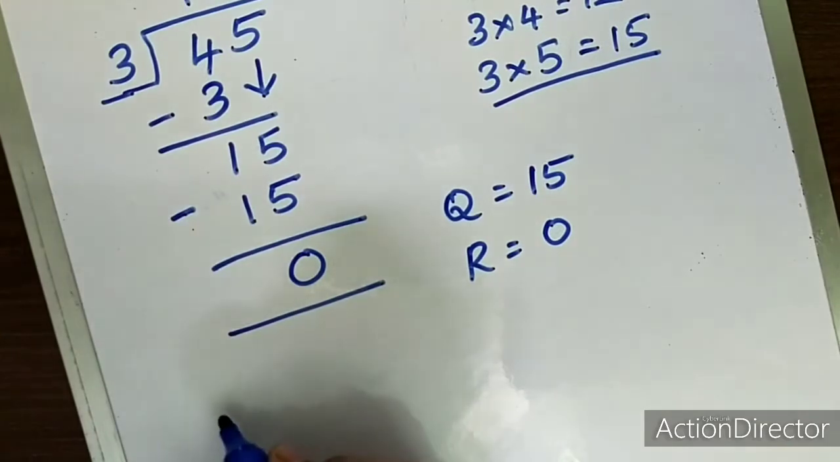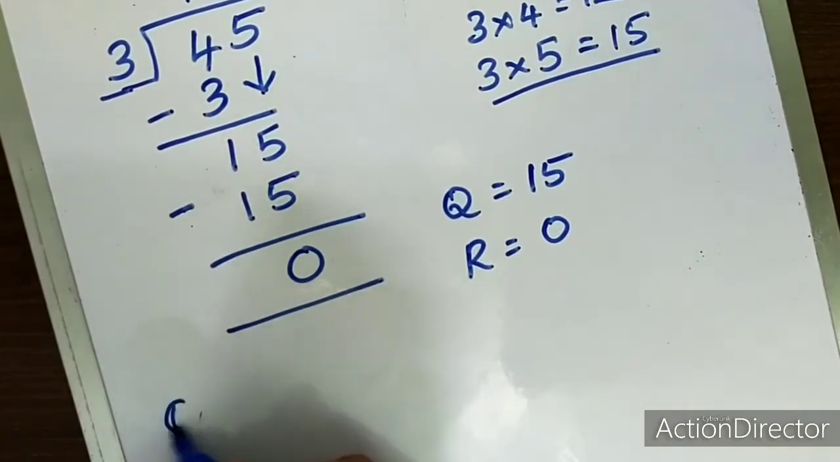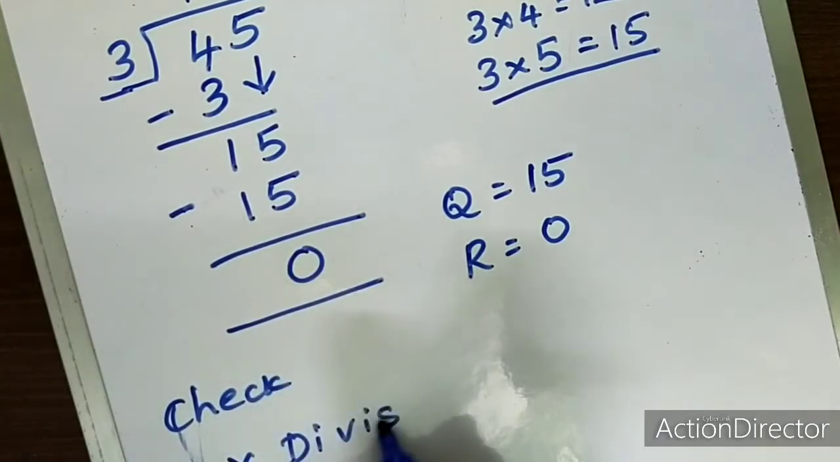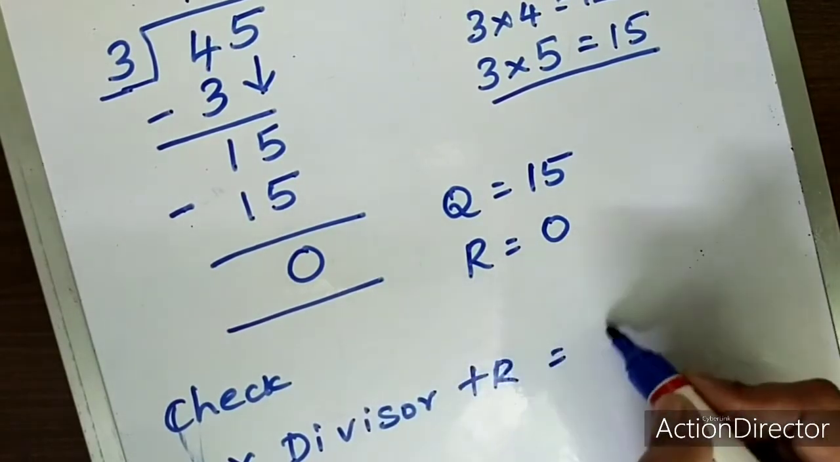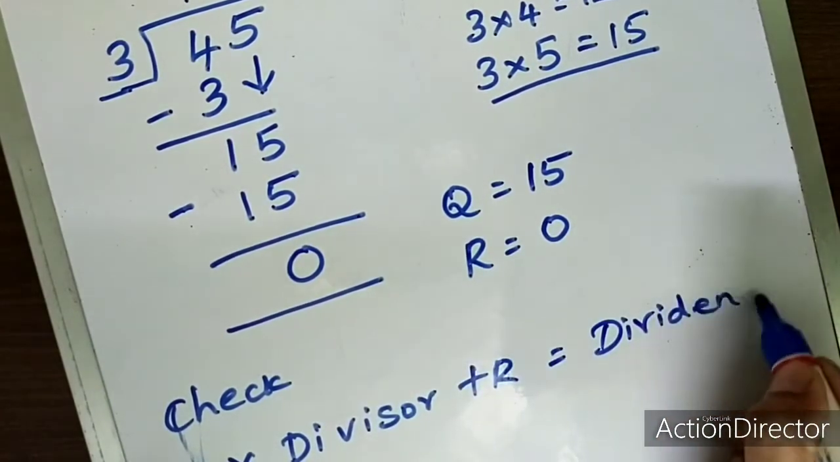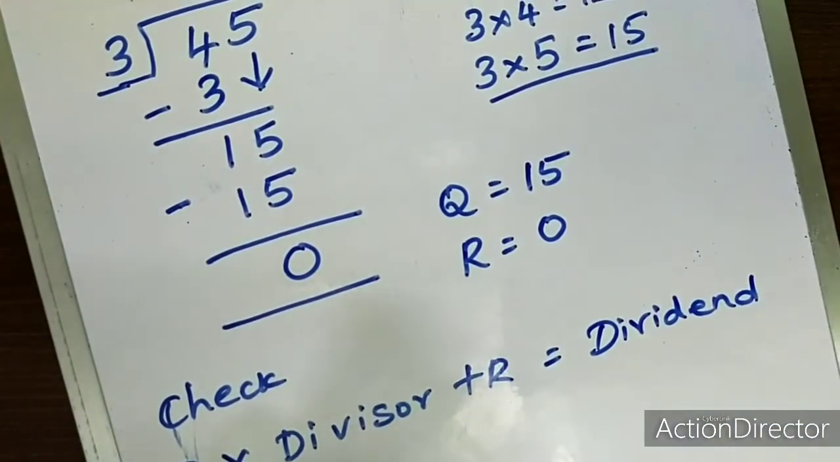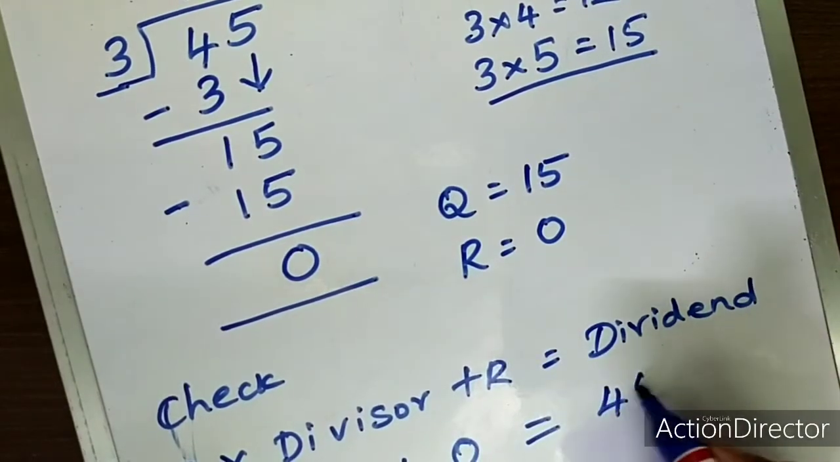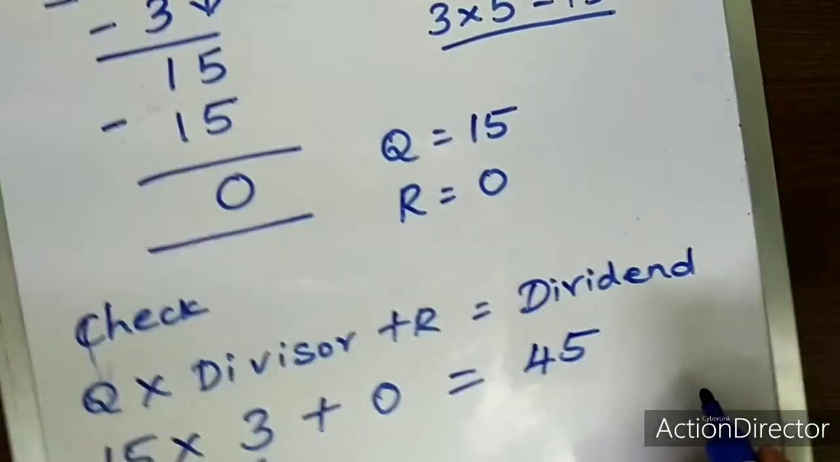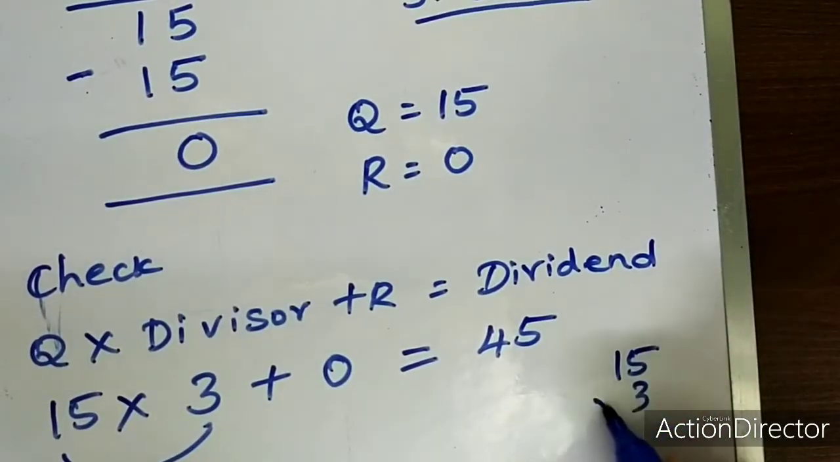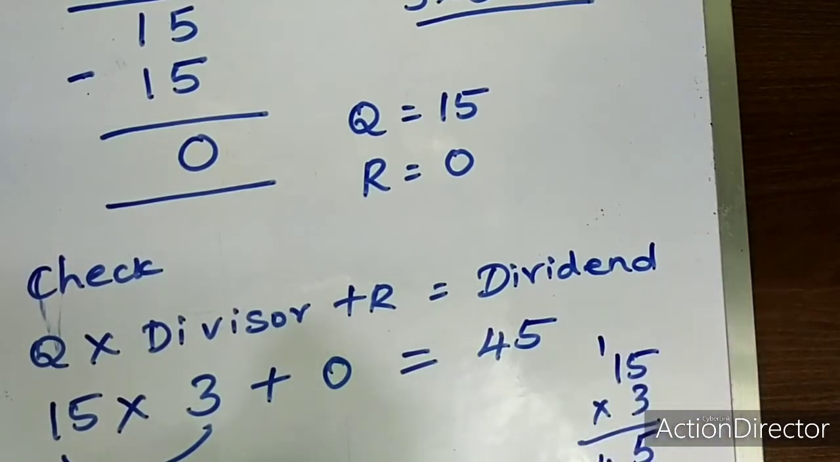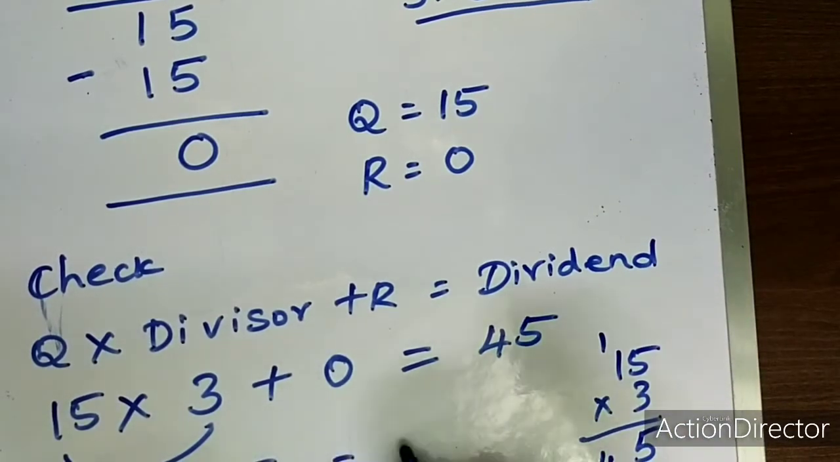Now we are going to check the answer. The formula to check this is Q into divisor plus remainder is equal to dividend. The quotient is 15, the divisor 3, plus remainder 0, is equal to the dividend 45. So what is 15 into 3? 3 fives are 15, 5, 1 carry. 3 ones are 3 plus 1 is 4. 45 plus 0 is 45, equal to 45.